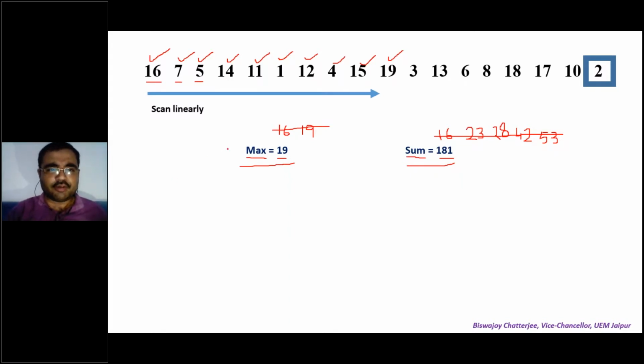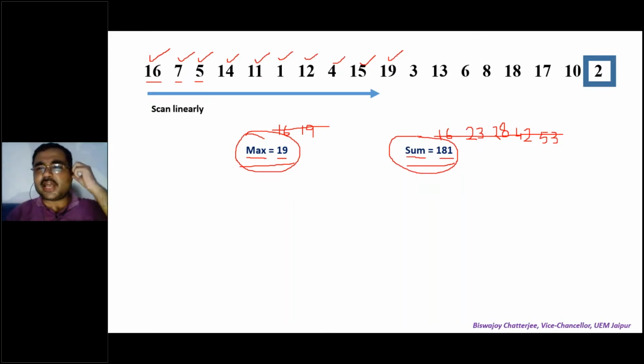So till now, the max number you have found is 19 at the end of the list, and the sum you have got is 181. Your list scanning is over. As your list scanning is over, what is the maximum number you have found? The maximum number you have found is 19.